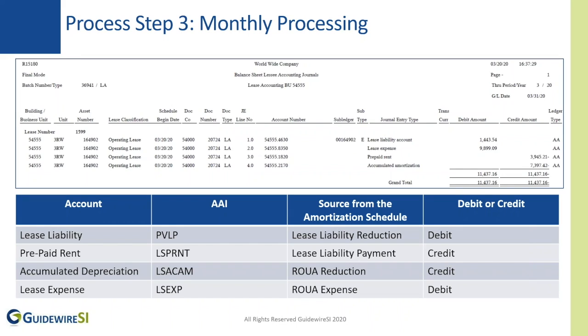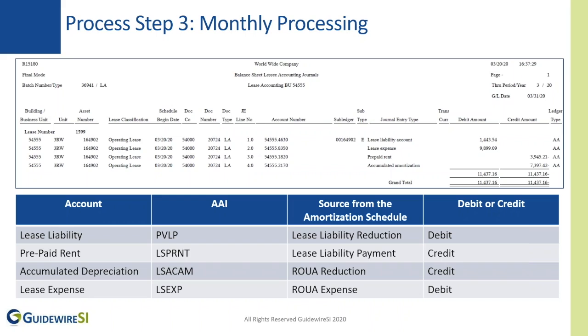Once the previously mentioned steps are completed, the management of the lease is handled by two monthly processes. The first process is running the recurring billing generation UBE, which creates accounts payable vouchers based on the recurring billing for the lease. The second process is running the balance sheet lessee accounting journals UBE, which creates the monthly journal entries based on the amortization schedules for each lease, which is the PDF output shown on this slide.